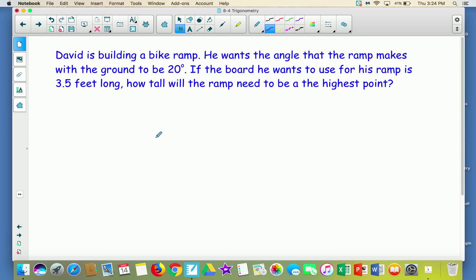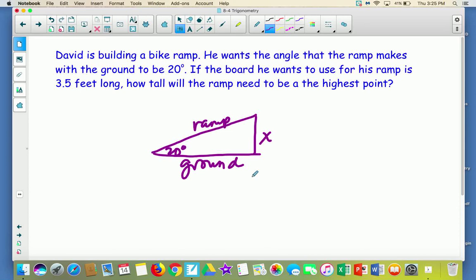Okay, so how would we set that up? Go ahead and take a moment, think about it. Okay, so he wants the angle that the ramp makes with the ground to be 20 degrees. So here's the ground. I can write that out for those of you not listening. And then here's the ramp. This is the ramp, and this is 20 degrees right here. We want to find out how high it'll be. So this is x. And the ramp, how long was the ramp? It was 3.5 feet. So we need to figure out how high it is.